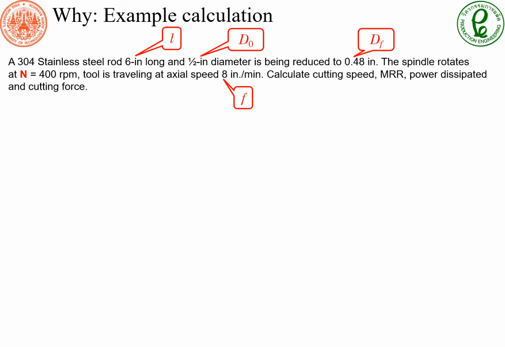So let's take a look at an example. Let's say we want to machine a 304 stainless steel rod, 6 inches long and 1/2 inch in diameter, being reduced to 0.48 inches. So we have d sub 0 and d sub f known. The length of cut L is 6 inches. The rotational speed is 400 RPM, and we have an axial speed of 8 inches per minute. We want to calculate the cutting speed, MRR, power dissipated and cutting force.